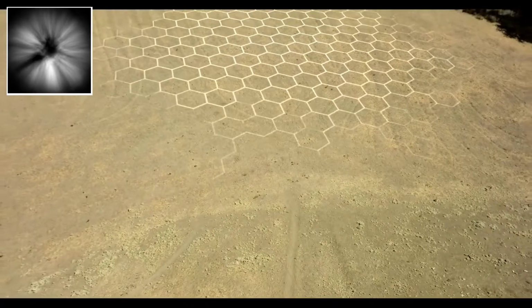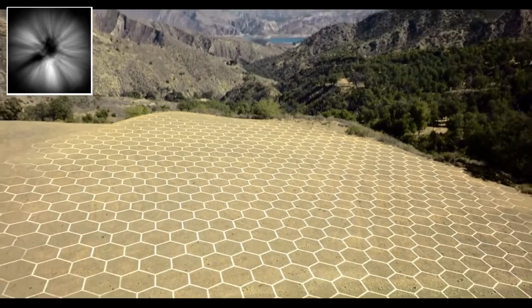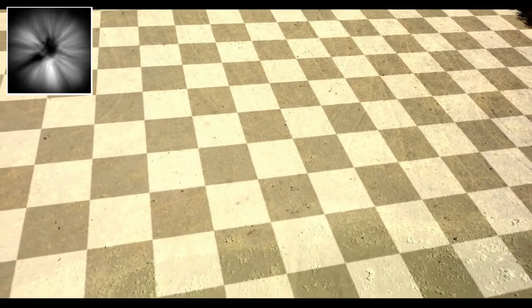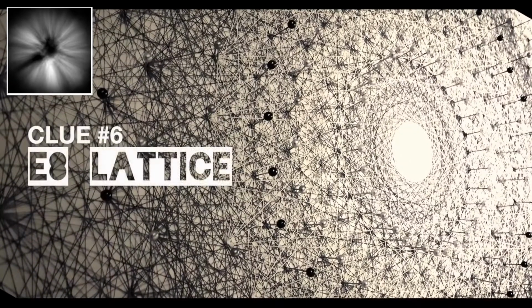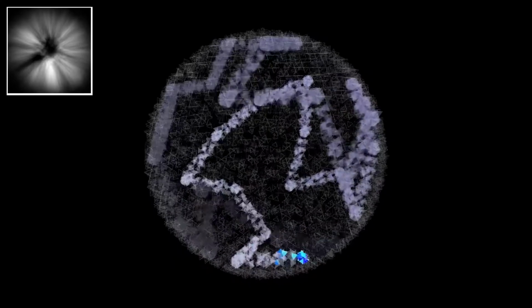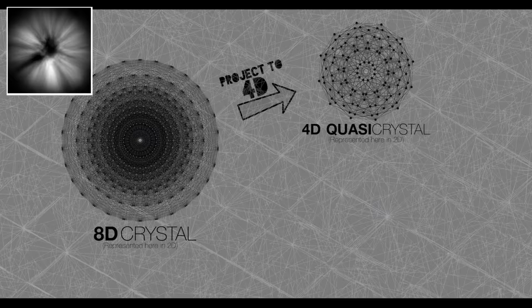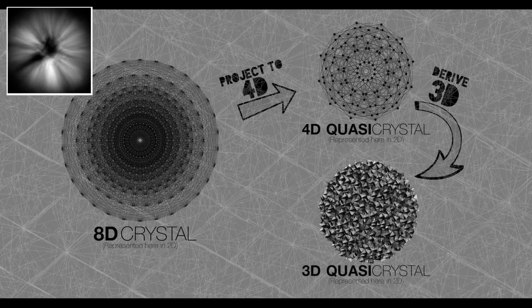Now this shape forms a crystal. Remember, crystals are periodic patterns of a certain shape. Like that checkerboard is a 2D crystal made up of squares. So this crystal is of a particular 8-dimensional shape, and it is known as the E8 lattice. To generate that 3D quasicrystal, the substructure at the pixelated fabric of reality, we project this 8D crystal to 4D. And then we convert that to 3D.